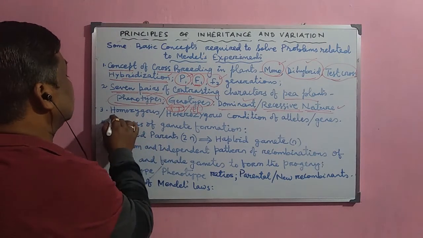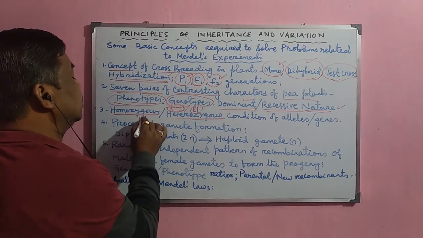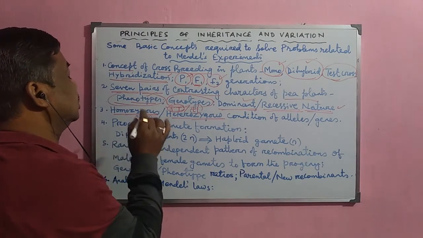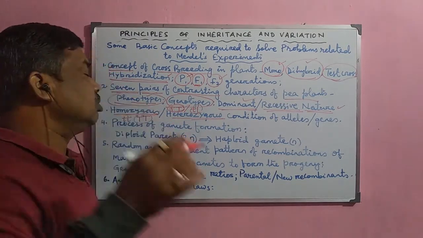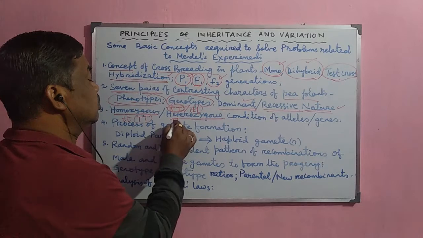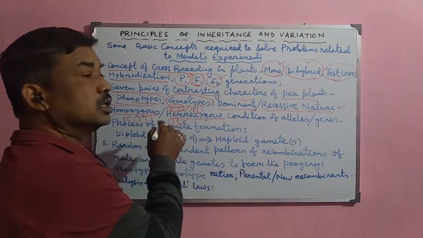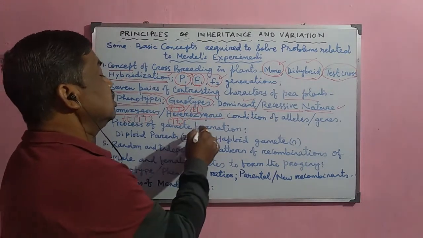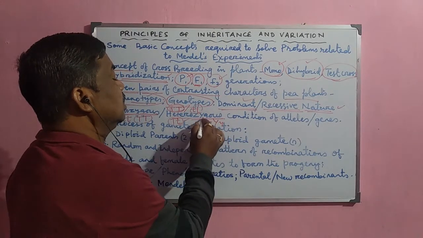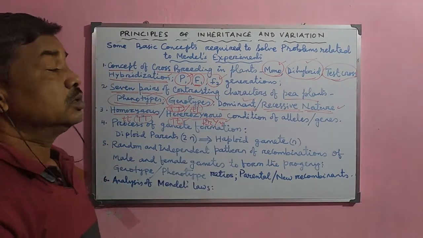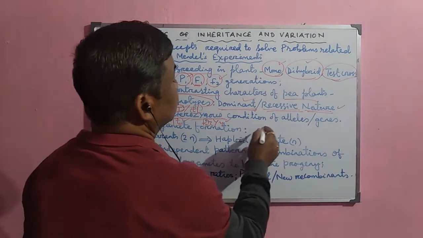Now next one, what is the homozygous condition? What is the heterozygous condition? For example, capital T is the homozygous dominant condition, and small t is homozygous recessive. But sometimes the dominant and the recessive alleles remain together. That is called the heterozygous condition. And that is in case of monohybrid. In case of dihybrid, R, Y, Y. So these are the heterozygous conditions. So this concept of heterozygous condition must be understood before the first problem.